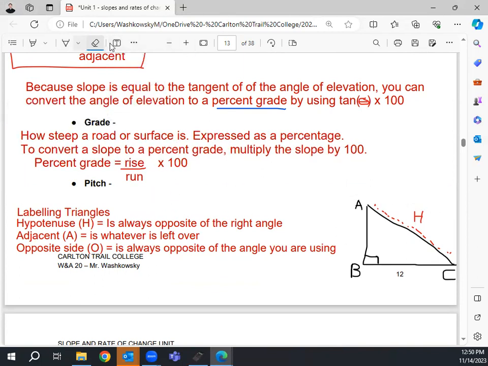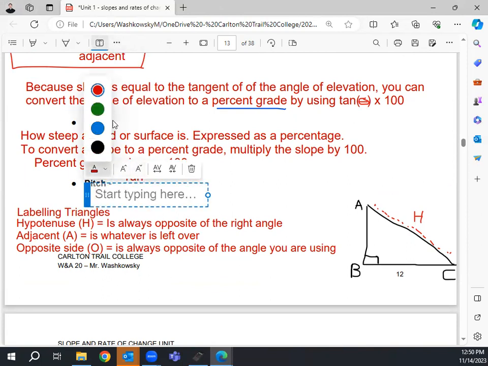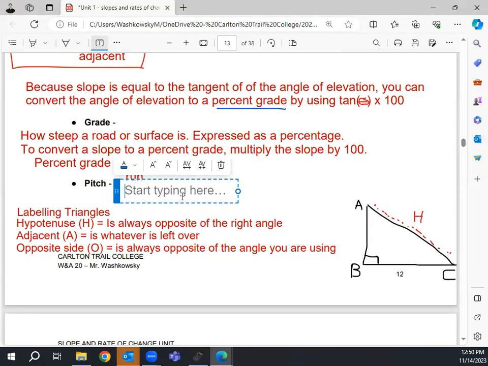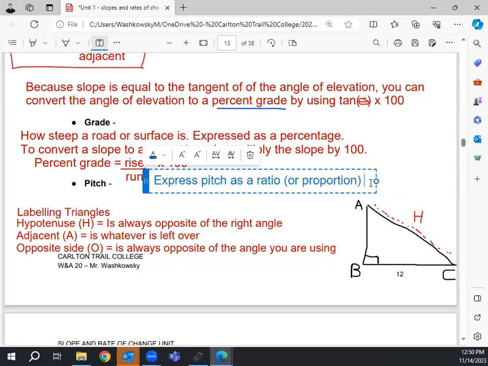Ooh, I did not leave myself a lot of room here. I'm going to make this blue just to make it stand out for you guys. So I apologize. So basically, a pitch is just a slope. We just show it a little bit differently. Like 7% is the same thing as 7 over 100. We just go back to our ratios here. So basically, we express pitch as a ratio or proportion.